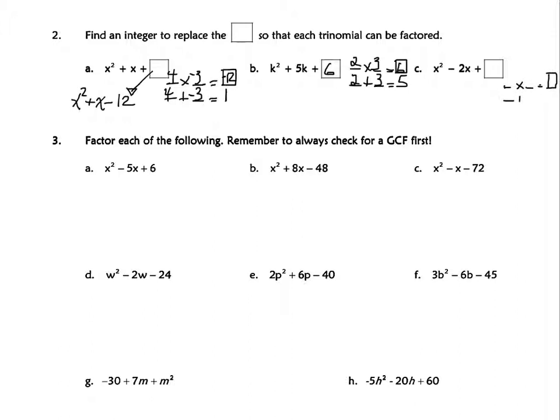And the last one, you're looking for 2 numbers that multiply to give you what's in the box, and they have to add to give you a negative 2. So if you pick 2 numbers that add to give you negative 2, for example, negative 5 and 3, then negative 5 and 3 have a product of negative 15. So in the box, you would want negative 15.